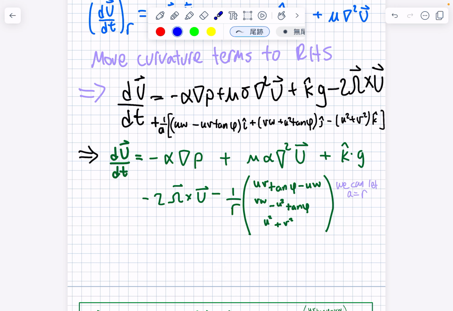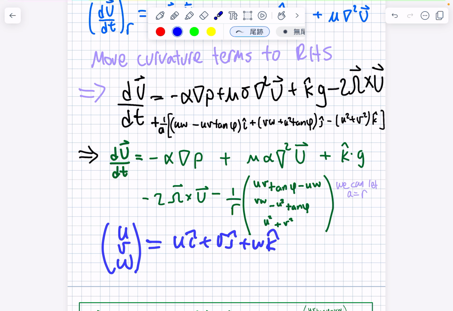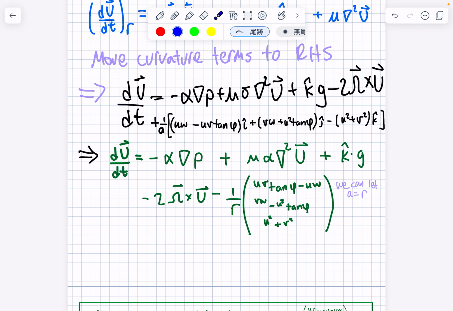So we can just write it in this form, where this is the regular vector form, where anything like this, u v w, would be equal to ui plus vj plus wk. Anything like this is i, this is j, this is k. So we can write it like that. So, for example, r hat is equal to x, y, z.